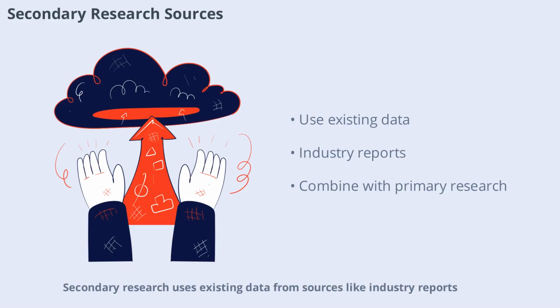Secondary research uses existing data from sources like industry reports, government publications, and competitor websites. This information is often readily available and can provide valuable context for your primary research. Combining both types gives you a well-rounded view of the market.